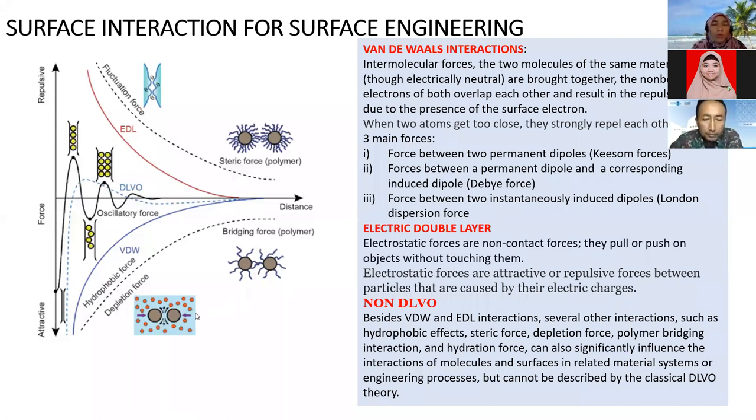Remember, when we want to do surface engineering, meaning you are going to modify it or functionalize it, or coat it, you have to do something that will come to our surface. So we have to know a little bit about what we name as the interaction on that surface. There is one interaction we call van der Waals interaction.